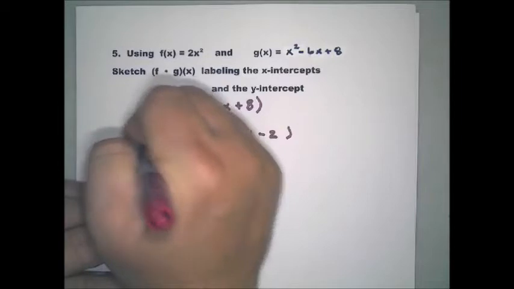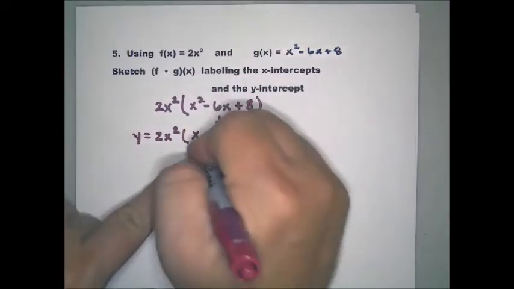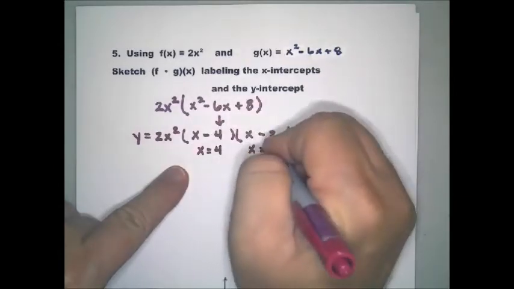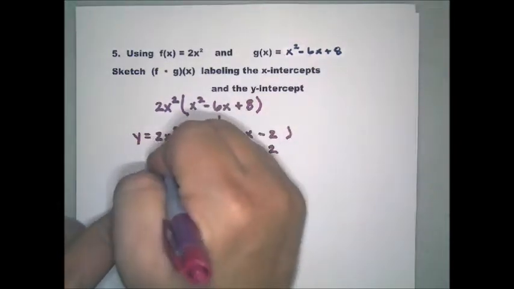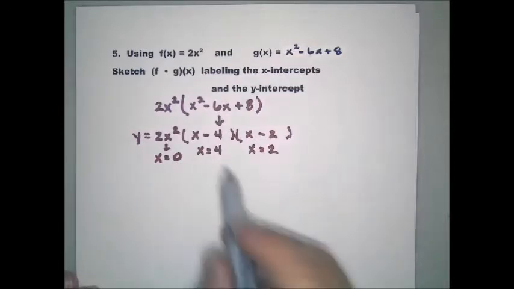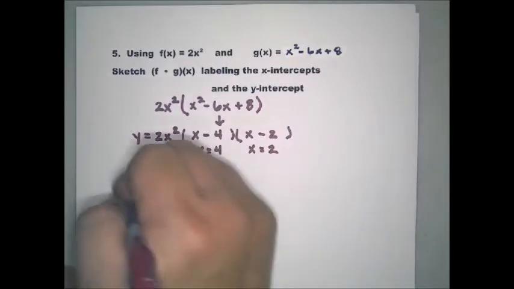So let's put a y equals in front of it, and let's start looking at x-intercepts. This x-intercept would be x equals 4, and it would be a single. This x-intercept would be x equals 2, and that would be a single. But this x-intercept would be x equals 0, and it would be a double. So we know our x-intercepts are at 0, 4, and 2. Now the last thing would be, well, what about the y-intercept?